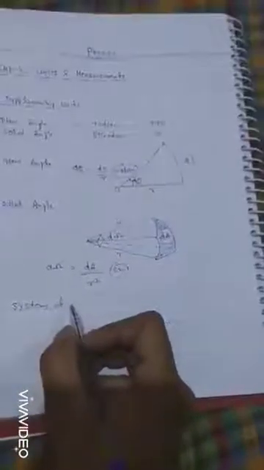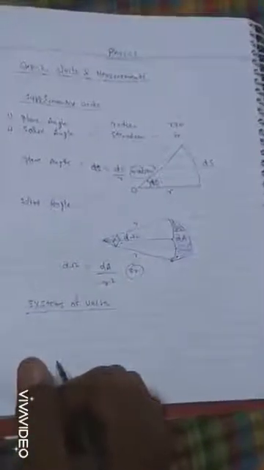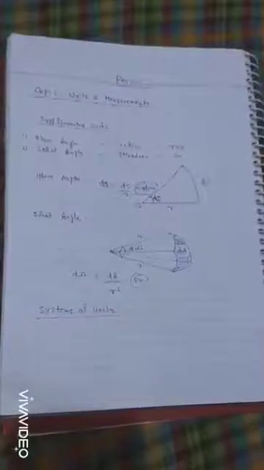So now our next topic is systems of units. So if we talk about the system of units, we have lots of physical quantities. So for all kinds of quantities we have both fundamental and derived units. So a system of units is the complete set of units in which both fundamental and derived units come.